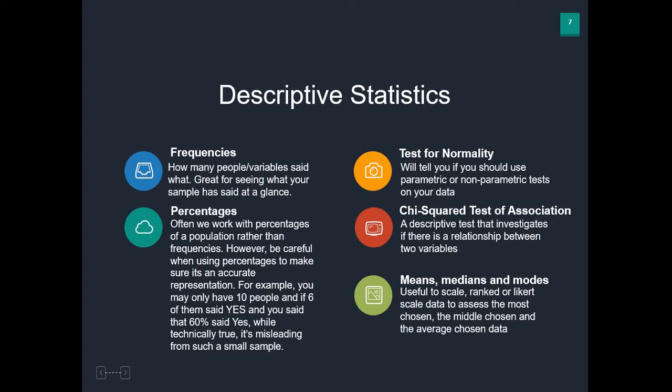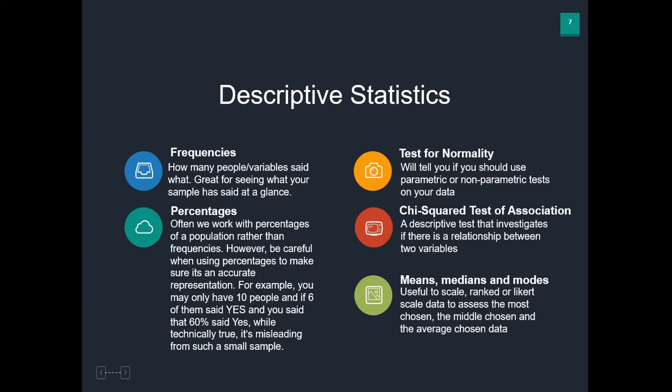However, once you start looking into a bit more descriptive data and a bit more statistical tests, well, you need to know how normal your data is, and we need to do a test for normality. So a test for normality will tell you how normal your data is, and so whether you can use a parametric test or a non-parametric test. And this is important, really, because if you use the wrong one, that could be a challenge for your data. And I'll talk you through how to do that. A popular test is a chi-squared test of association, and that's a descriptive test that investigates if there's a relationship between two variables.